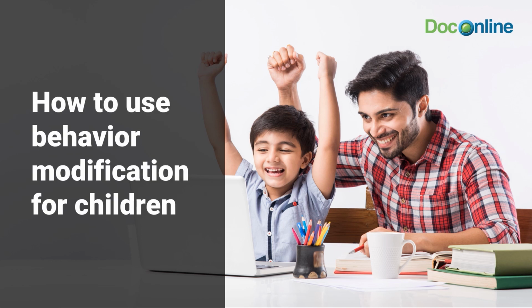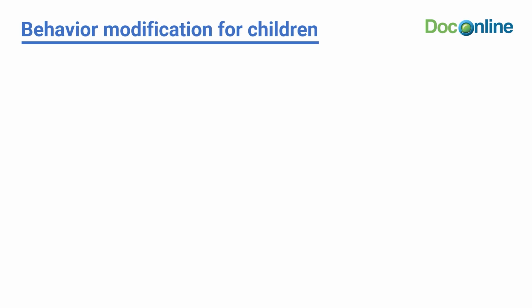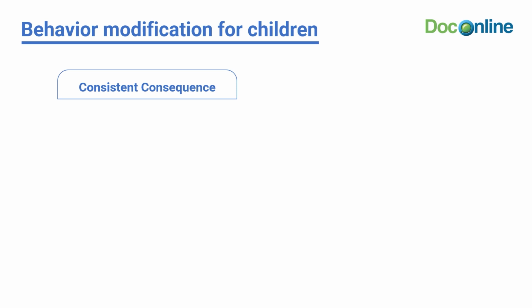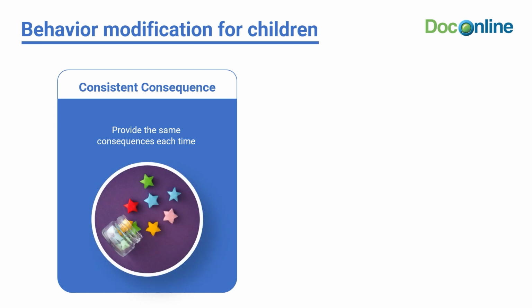Now, coming on to some of the most important things to follow when devising a behavior modification plan. Number 1. Consistent consequences. Make sure to provide the same consequences each time when the child performs a task or misbehaves. For example, if you praise your child when he switches off the lights in the bathroom, make sure to praise him every time he does it until it becomes a part of his routine.